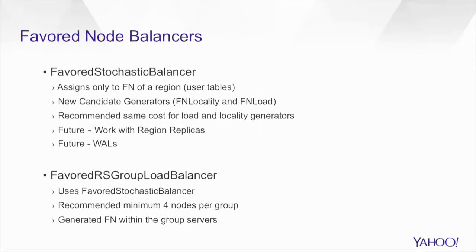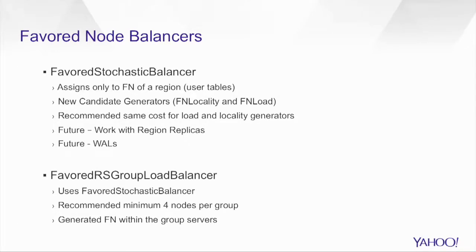So the favored stochastic balancer is at a cluster level when you don't have region server groups. It basically extends, or is similar to, the stochastic balancer that is already in HBase. And it is favored node aware. What that means is when a region is assigned, it is assigned only to one of its favored nodes. A region can have 3 favored nodes. So when the balancer is called to assign a region, it assigns it to one of those 3 nodes.